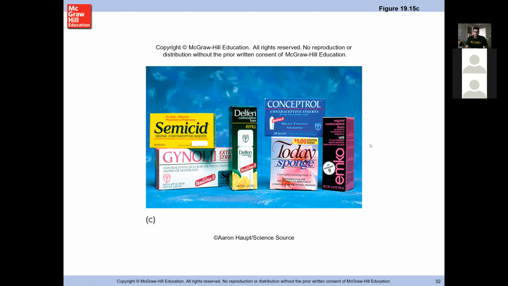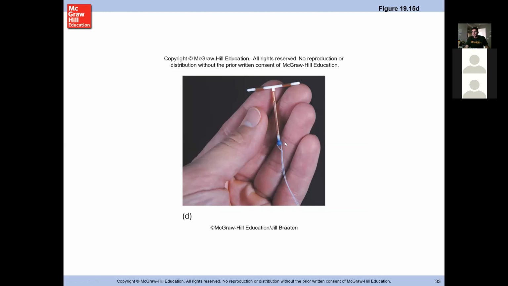Their goal is to either provide some sort of spermicidal agent that will kill off sperm cells or release hormones that are going to control different stages of the menstrual cycle. And then we have an intrauterine implantation device, or an IUD. So these IUDs are implanted at the posterior region of the uterus, and they'll release hormones to control hormonal release and prevent pregnancy.